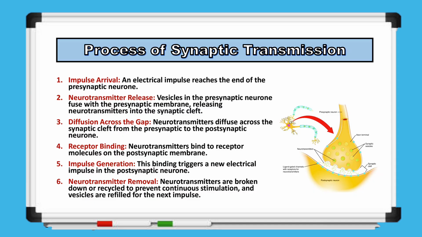Fifth, impulse generation takes place as the binding of neurotransmitters stimulates the formation of a new electrical impulse in the postsynaptic neuron, allowing the signal to continue. Finally, neurotransmitter removal occurs. The neurotransmitters are either broken down by enzymes or taken back into the presynaptic neuron to be reused. This prevents continuous stimulation and prepares the synapse for the next impulse.